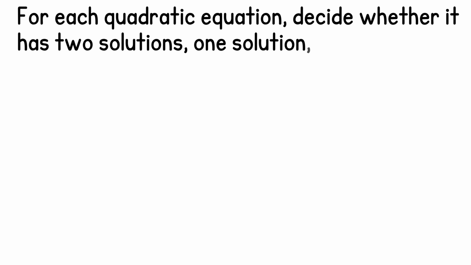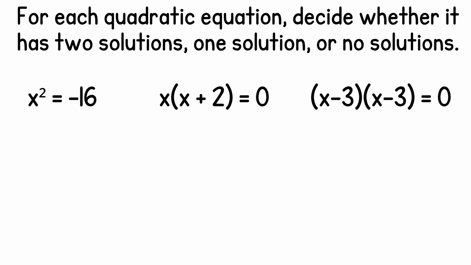Now for each quadratic equation, we'll decide if it has two solutions, one solution, or no solutions. Here are the three equations that we're going to look at. The first example is x squared = -16. Since there's no number that we can square to get a negative value, this one's going to have no solutions.